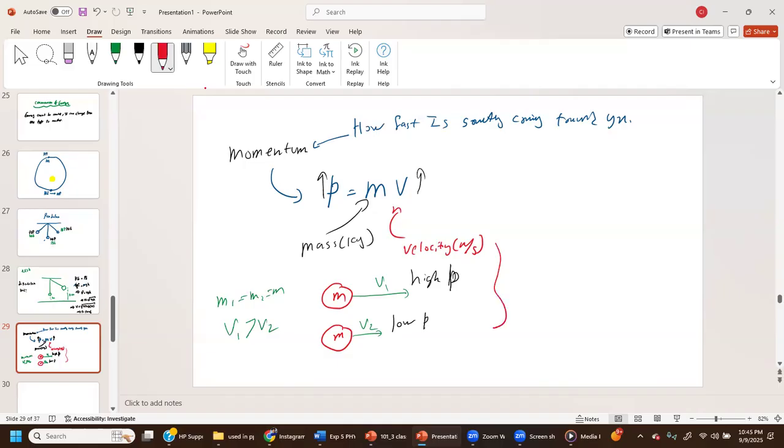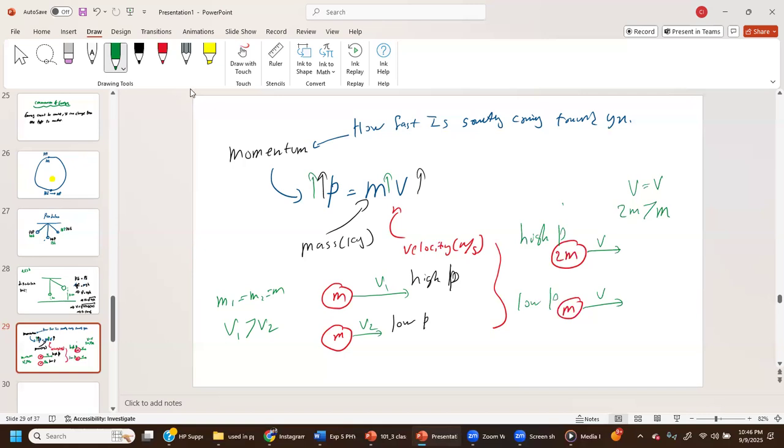Same thing. Let's say we have a mass. Let's say this is going to be a bigger mass. So let's say this is 2m, and this is one mass, m. And they both this time have the same velocity. Well, because this one has a bigger mass, this one's going to have bigger momentum. So this 2m is bigger than mass m, and you have the same velocity this time. Over here, you're going to have high momentum. Over here, you're going to have low momentum.